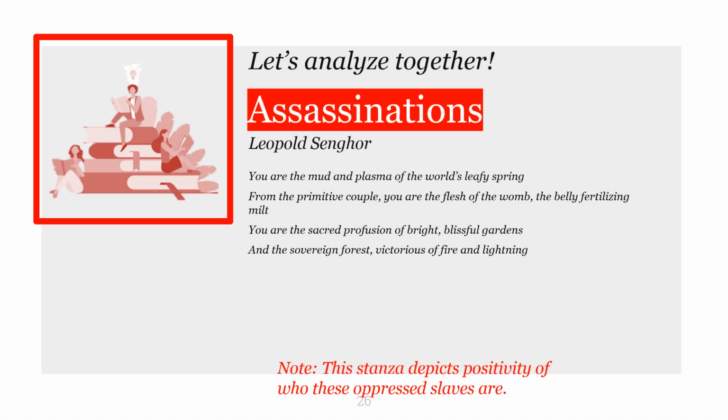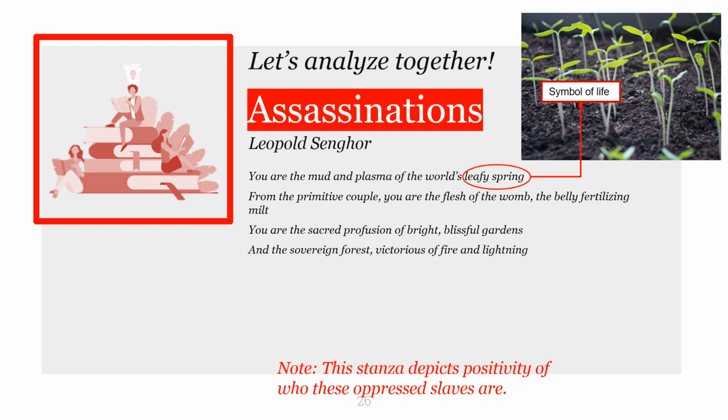Now the next phrase or stanza depicts the positivity of who these oppressed slaves are. It describes them. You are the mud and plasma of the world's leafy spring. So when you say leafy spring, they are the symbol of life. But the description says they are the mud and plasma. So here we have leaves or plants or seedlings sprouting from the soil. Even if they are mud and plasma, they are dirt, there is something beautiful that comes out from them. This is considered a symbol of life, growth.